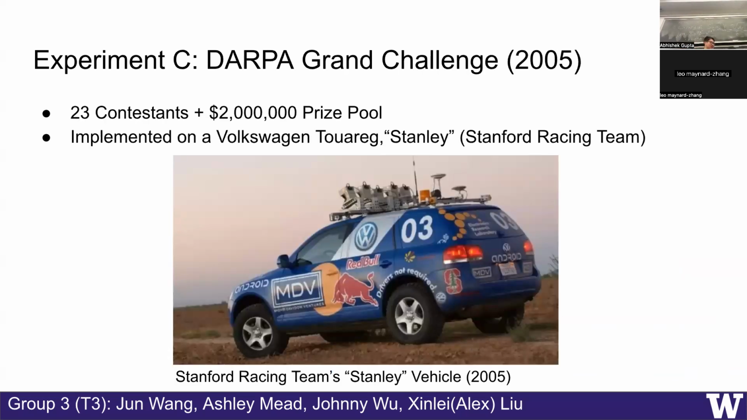Next up is the final experiment, where they took it to the DARPA Grand Challenge of 2005. Previously they did 2004, which has already passed, but 2005 is the actual competition entry. There were 23 different contestants from different schools with a $2 million prize pool for the winner. They implemented it on the Volkswagen Touareg, also known as Stanley, which is the Stanford Racing Team's car. Sorry.